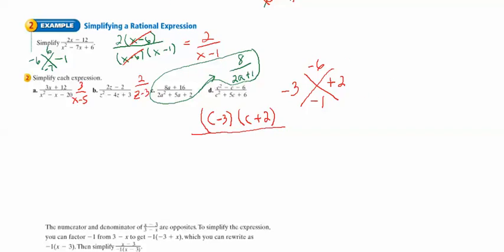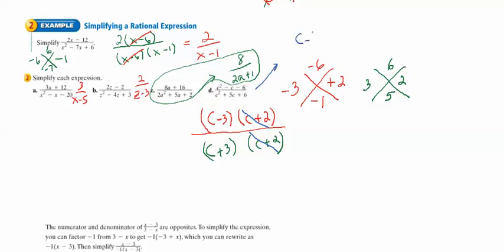So we're going to do another x over here. Again, we won't have to use the box. So multiply together give me 6, add together give me 5. They're both positive, so it's going to be 3 and 2. So we have C plus 3, and then we have C plus 2. And we can cancel these two quantities, and my answer, and we'll use the arrow here, it's going to be C minus 3 over C plus 3. And that's the answer for that one.